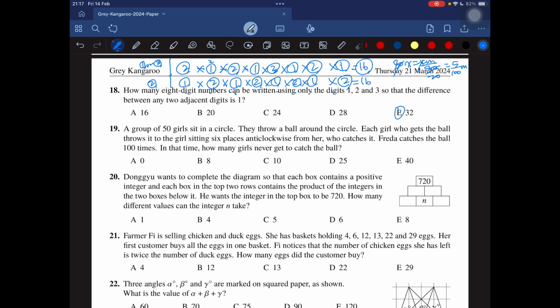And number 19, a group of 50 girls is in a circle. Each girl who gets the ball throws it to the girl sitting 6 places anti-clockwise from her. Who catches it? Okay, Freda catches the ball 100 times. In the time, how many girls never get to catch the ball? So 6. Let's call Freda number 1.